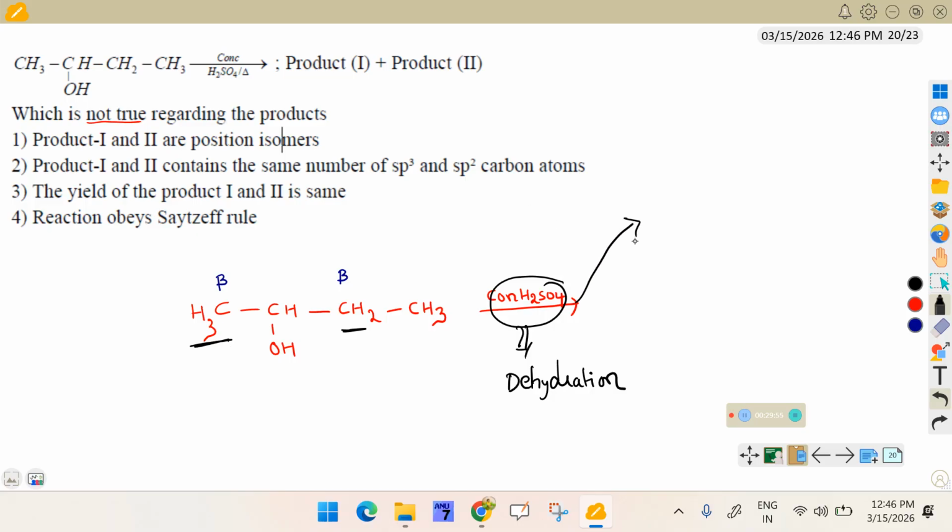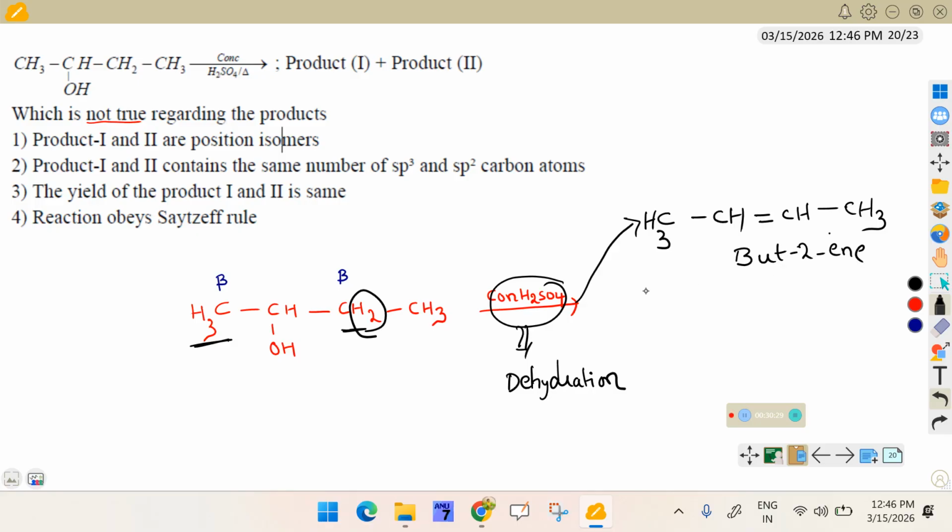It follows Saytzeff's rule. According to Saytzeff's rule, remove hydrogen atom from the beta carbon which contains less number of hydrogens. Then the first possibility is CH3CH=CHCH3. This is the first possible compound.